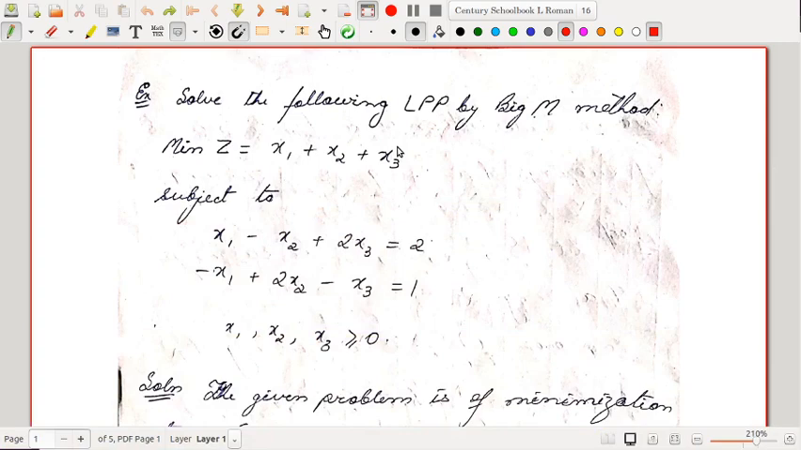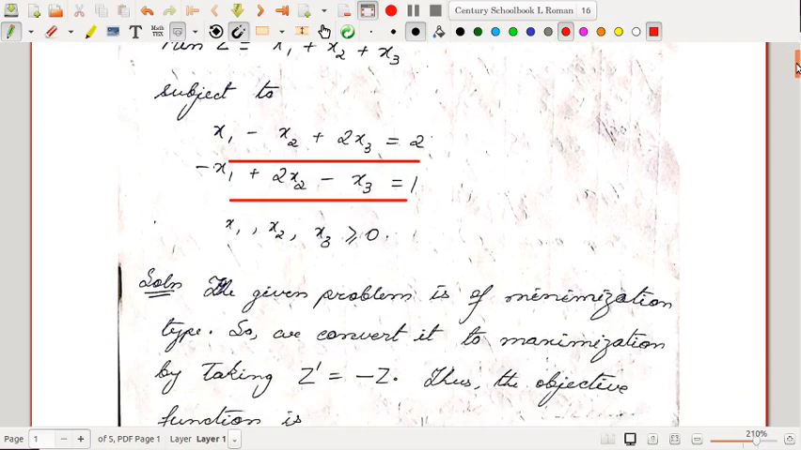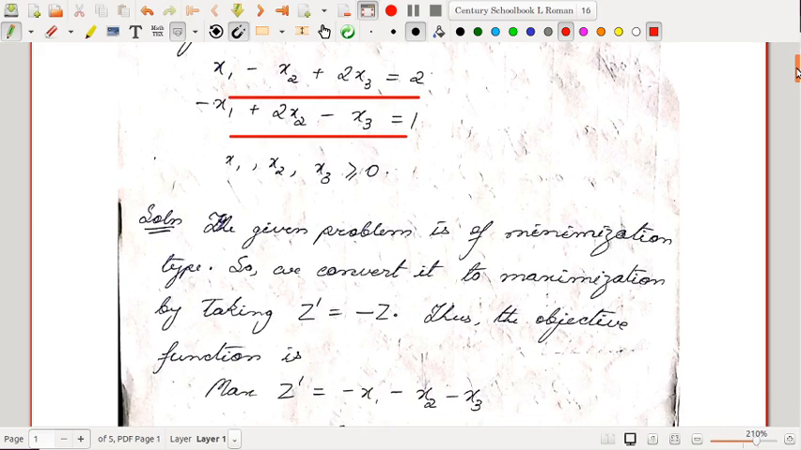Minimize z equal to x1 plus x2 plus x3 subject to these two constraints. x1 minus x2 plus 2x3 is equal to 2 and minus x1 plus 2x2 minus x3 is equal to 1. So both the constraints are equality, so we don't need surplus variables, we don't need slack variables, okay, but we need to use artificial variables in order to get the initial basic feasible solution quite easily.